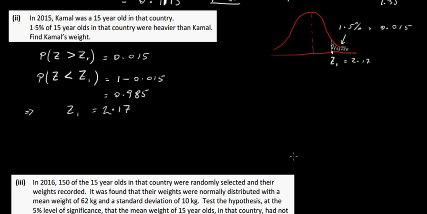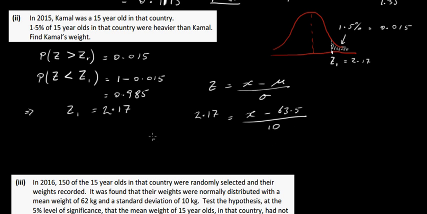Now how do we work back to find our x value, our actual weight then? Well, we know that z is just x minus mu over sigma. We have our z value, it's 2.17. We don't know what x is, that's what we want to find out. We know our mean weight here is 63.5, and then we're dividing by 10. So just cross multiply here, you get 21.7 is equal to x minus 63.5, and that will give me an actual weight here of 85.2 kilograms. So this would be Kamal's actual weight.